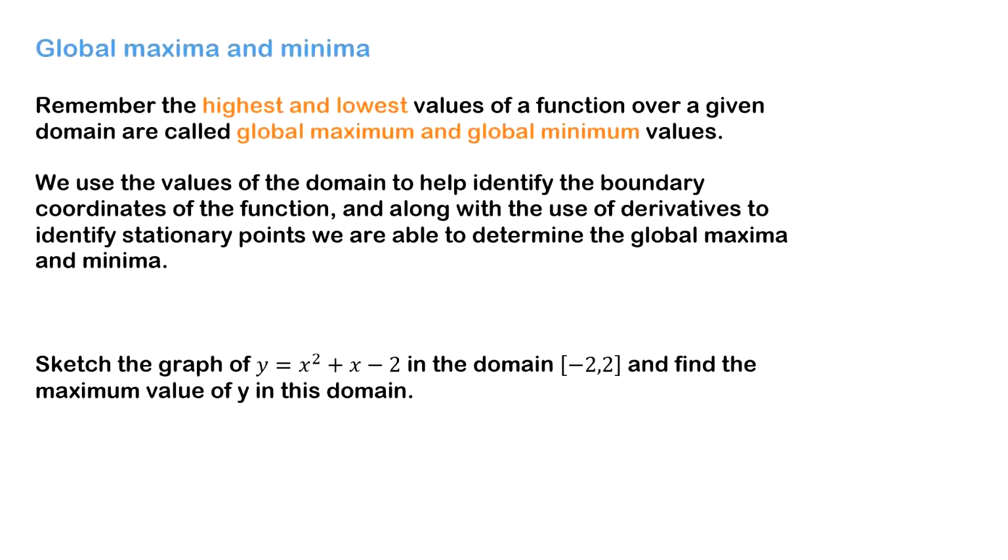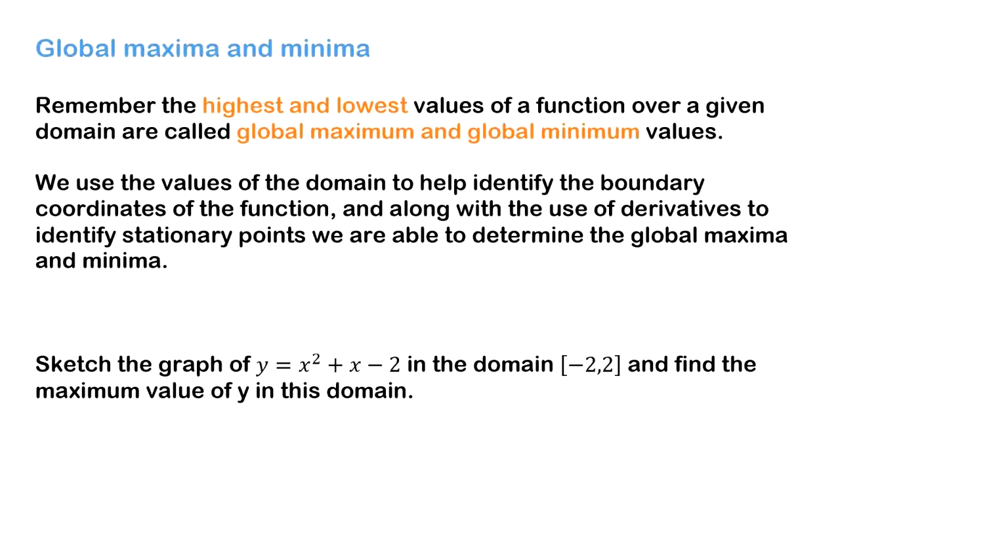In this video, we're looking at global maxima and minima. So remember, the highest and lowest values of a function over a given domain are known as the global maximum and global minimum values. Now, you can find maximums and minimums using stationary points, but some of these may be what we call local maximum and minimum. They're not necessarily the highest values or the lowest values.